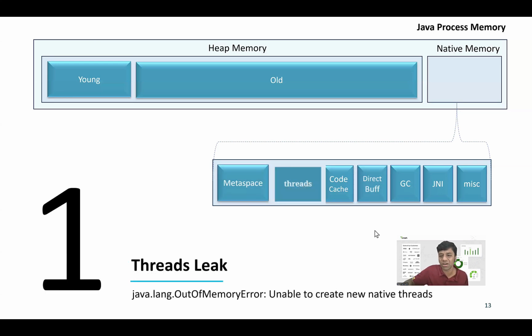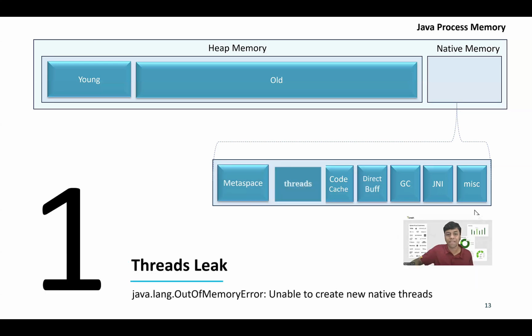Friends, first let's talk about the thread leaks. The threads can have a leak, right? If threads can have a leak, when this happens, out of memory error, unable to create new native threads is going to be thrown. Friends, when this happens, it indicates that threads are leaking in the application. Say typically your application has like 200 threads. Maybe the thread count is going high, like 400, 500, 1000, 2000. It can happen.